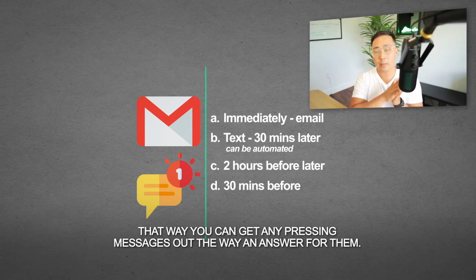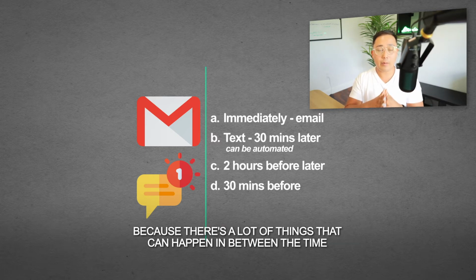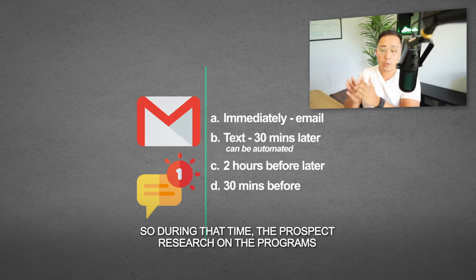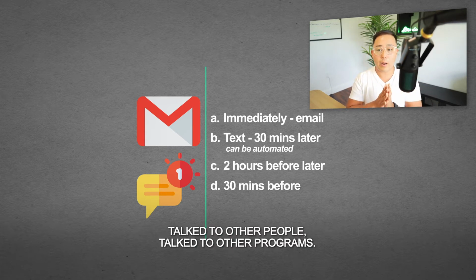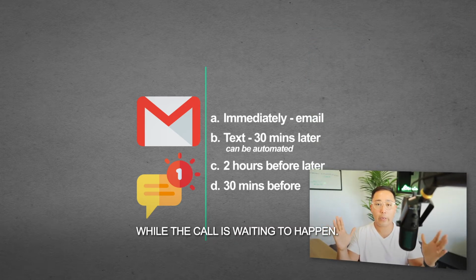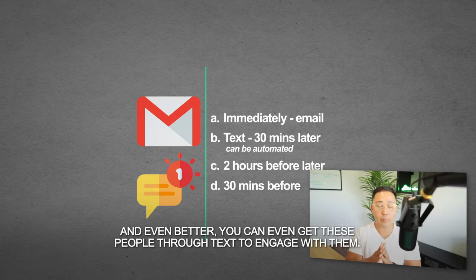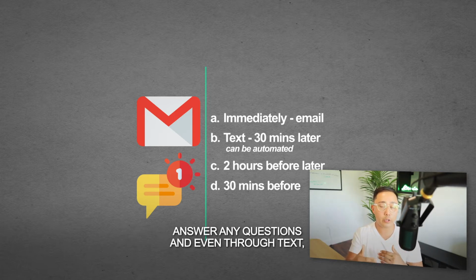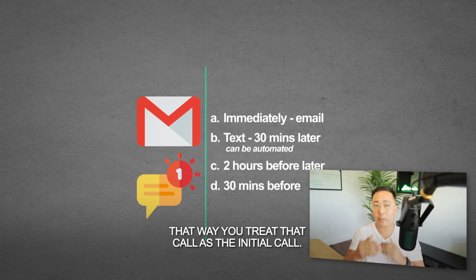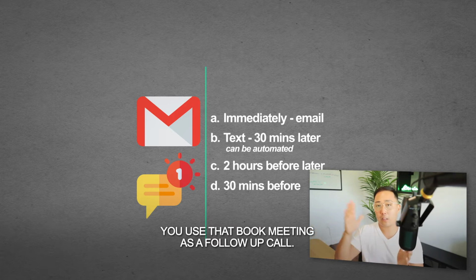That way you can get any pressing questions out of the way and answered for them, because there are a lot of things that could happen between the time someone books a call and the time the call actually happens. During that time, the prospect can research other programs and talk to other people. So you want to keep the rapport going even while the call is waiting to happen. Even better, through text you can engage with them, answer any questions, and even get them on a meeting before the scheduled time they booked for. That way you treat that call as the initial call, and use the booked meeting as the follow-up call.